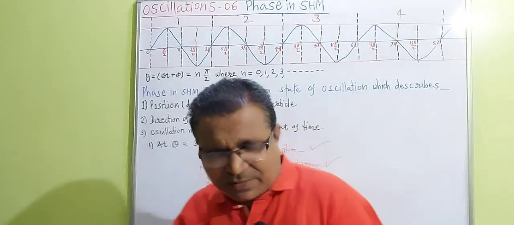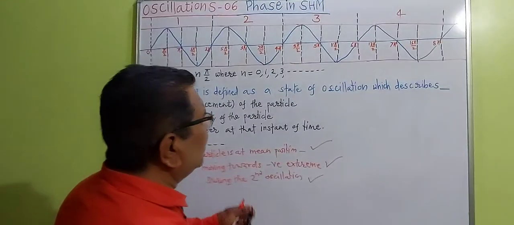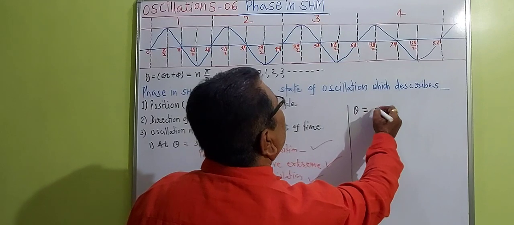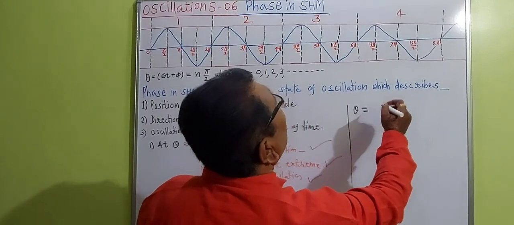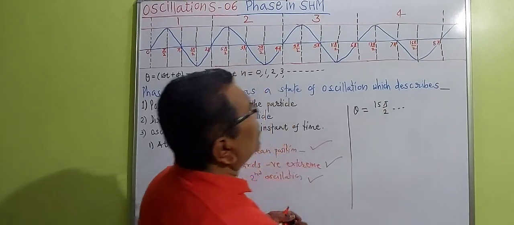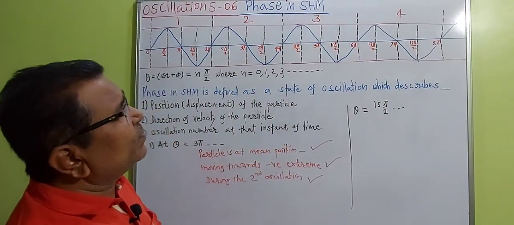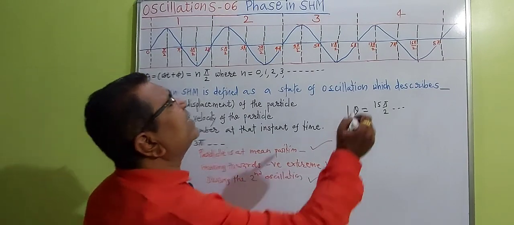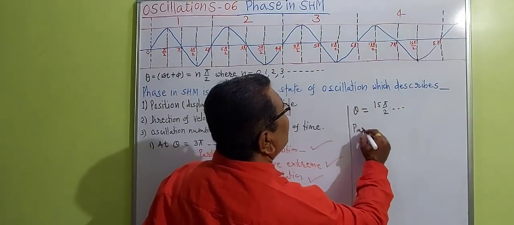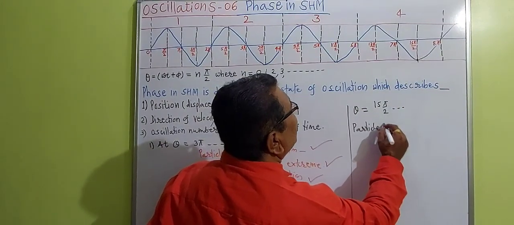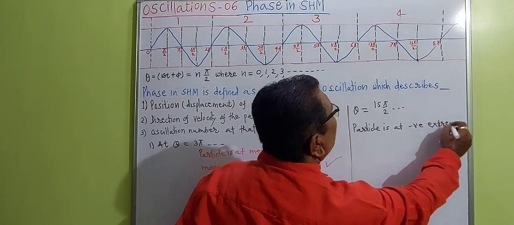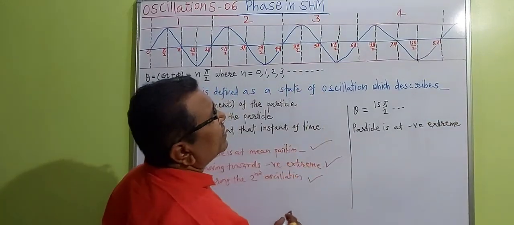Okay, we will take another phase. Suppose another phase, take any phase. Theta is equal to what? Suppose theta is equal to 15 pi by 2. At 15 pi by 2, what happens? Theta is equal to 15 pi by 2. The particle is at negative extreme. That is the position of the particle. This is the position of the particle.